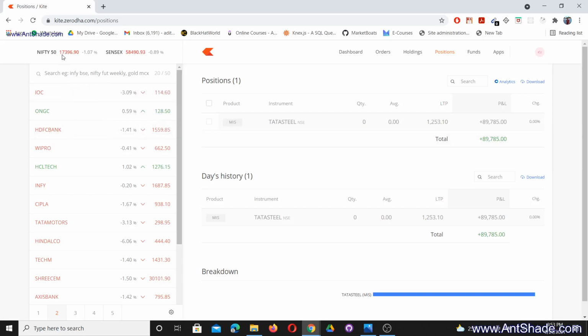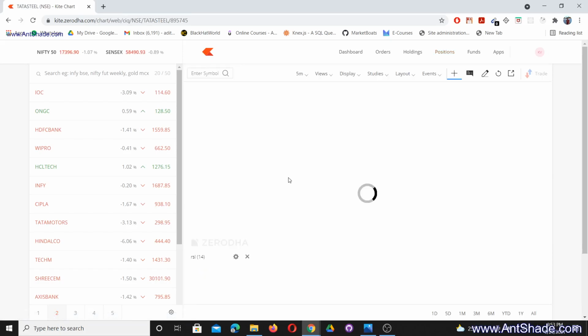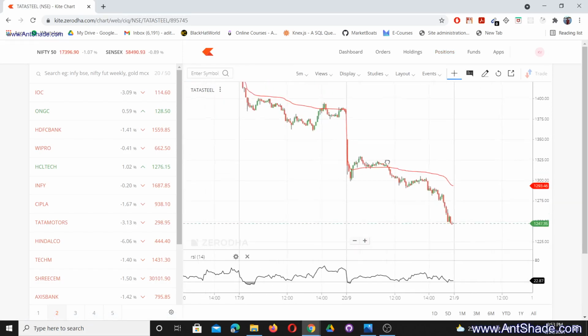I'll open Nifty's graph. So I'll duplicate this. Okay, no, I'll do that sometime later. What I wanted to tell you was Nifty was hitting an all-time high a few days back, and it gave me a hope that the market would go down. So I'll quickly open the Tata Steel chart here just to show you what really happened today in the market.